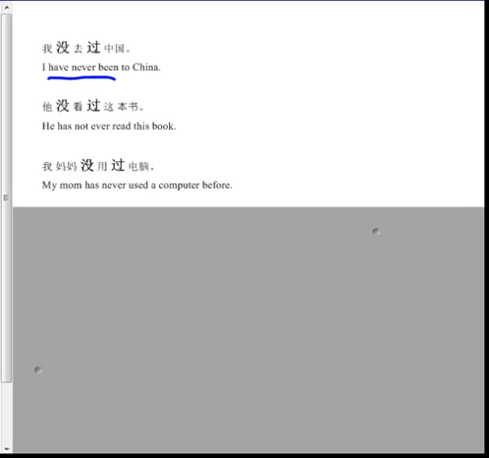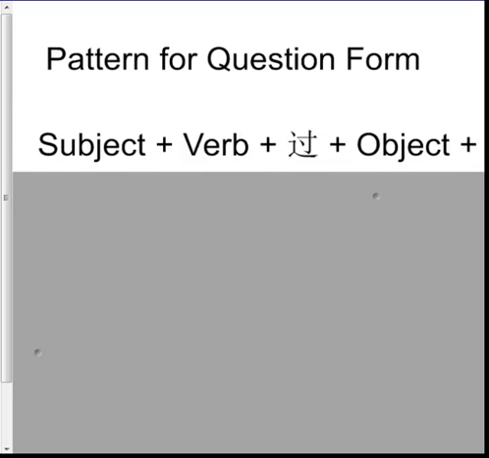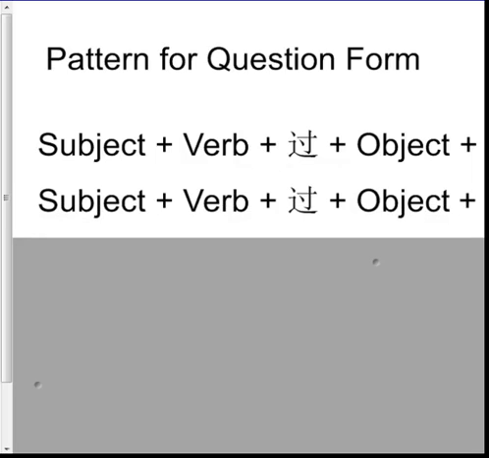Okay, then finally, the last thing we want to take a look at is the question form. And we've seen some examples already that you just add ma at the end, but an alternate way of doing this is simply to substitute meiyou for ma. And we have one example where we can see both forms of this. This would be 你包过饺子吗? Have you ever made dumplings before?